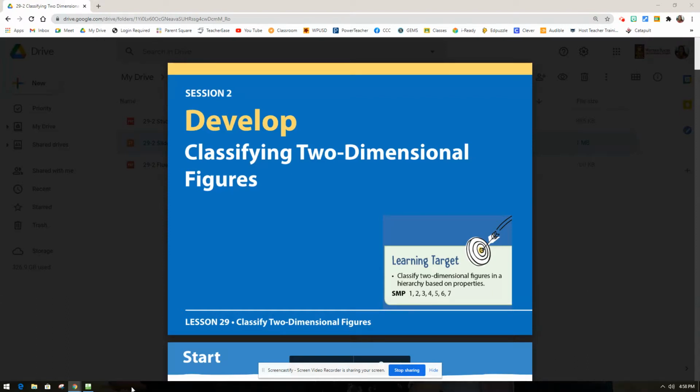Today we're going to be continuing our work classifying two-dimensional figures. And we will be using our Venn diagrams and our tree diagrams to find out about the different ways that we can put all of these shapes together so that we can see how they all are related. We're going to be working in our Ready Classroom Math workbook on page 591 through page 596. So go ahead and turn to page 591 now.